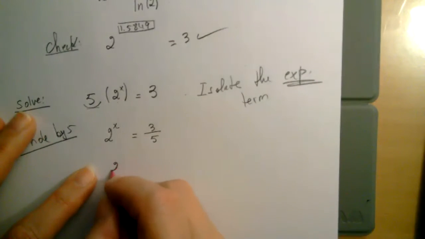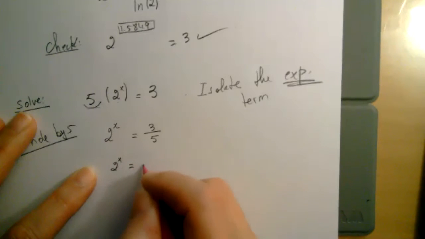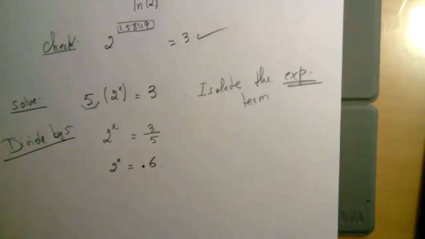3 over 5 is a nice number. It's a very nice number. If I evaluate it, 3 over 5 is 0.6. So it's not really a bad number because it's exactly 0.6. I'm not even rounding in this case.